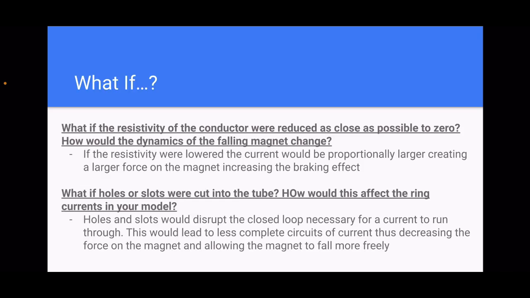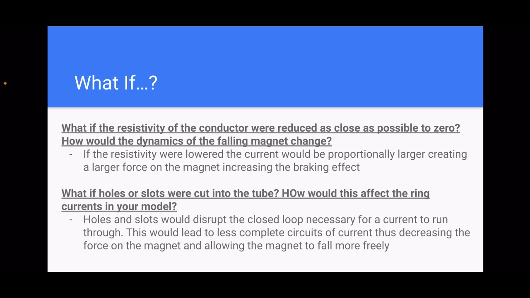So what if the resistivity was reduced as close to 0 as possible? How does that affect the dynamics? So the current would be exponentially larger, right, because it's the EMF divided by the resistance. So resistivity would affect the resistance, and therefore with 0 it would have a very, very large current, making the magnetic force incredibly high, making maybe a much, much slower falling time.